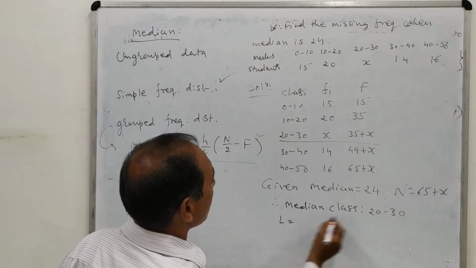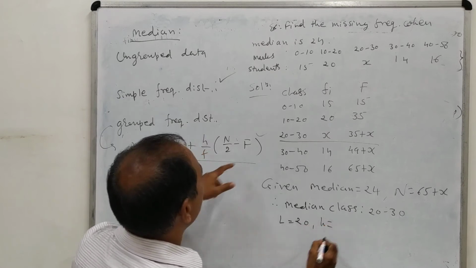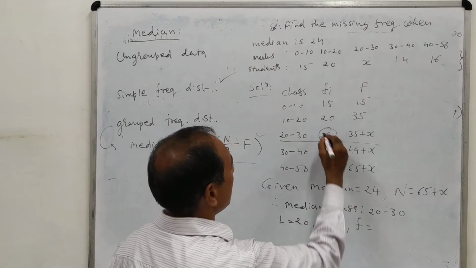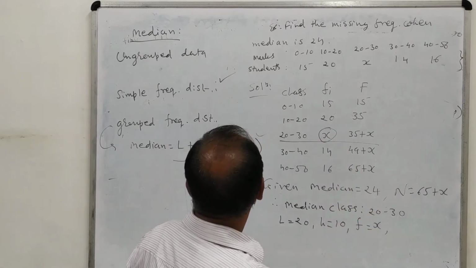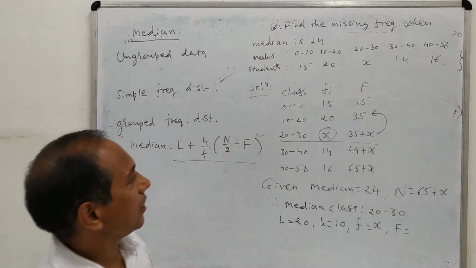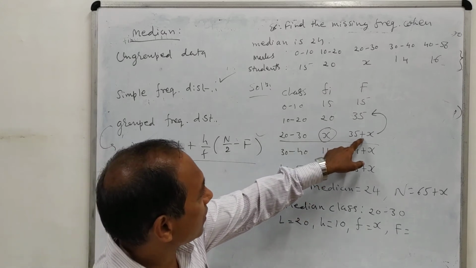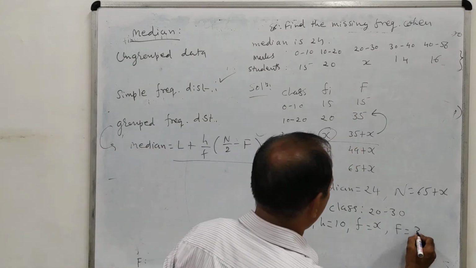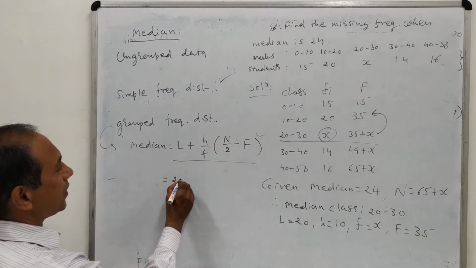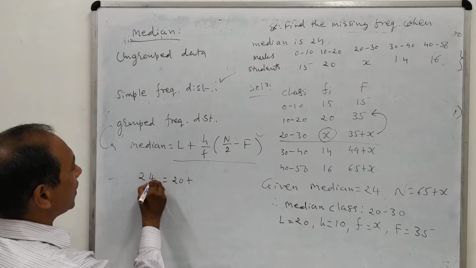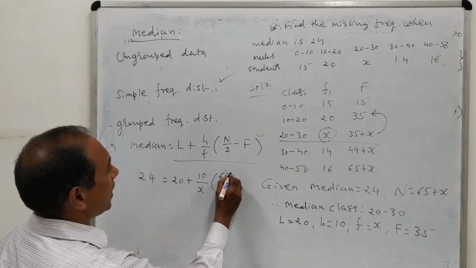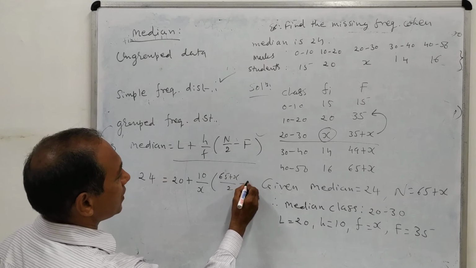Now we are free to find the required values. Capital L, the lower limit, is 20. H, the length of this interval, is 30 minus 20, which is 10. Small f is the frequency here, X. And capital F is the cumulative frequency preceding the median class, that means it is 35. Therefore we have median equal to: capital L is 20, the median is 24, H is 10, small f is X, capital N by 2 is 65 plus X by 2, minus capital F, 35.